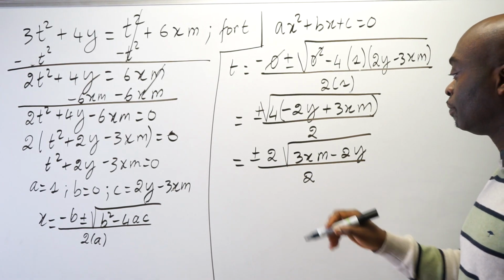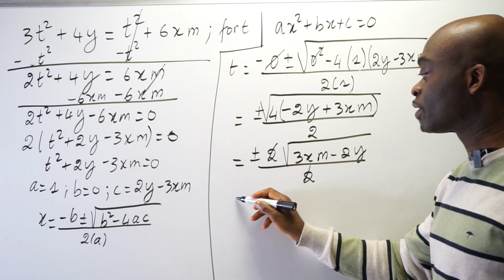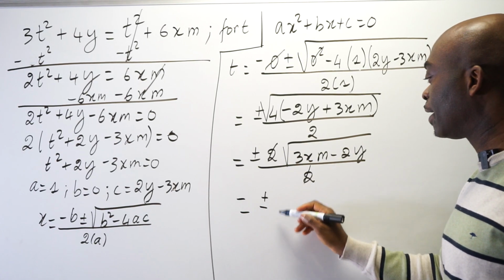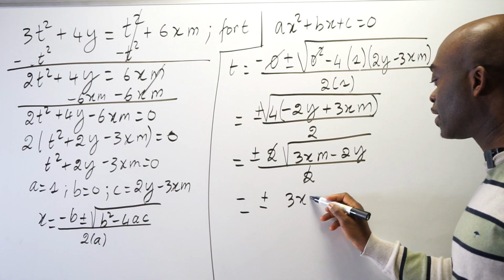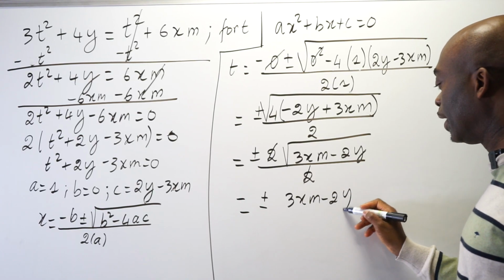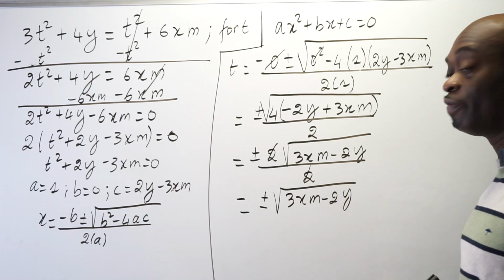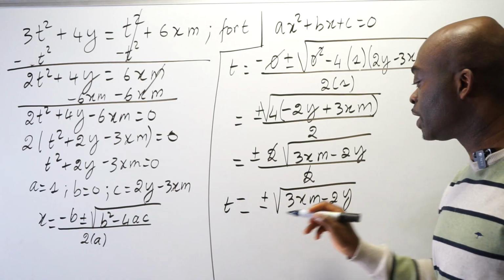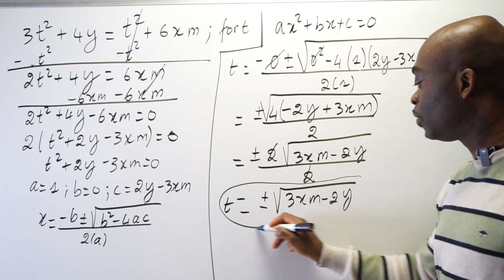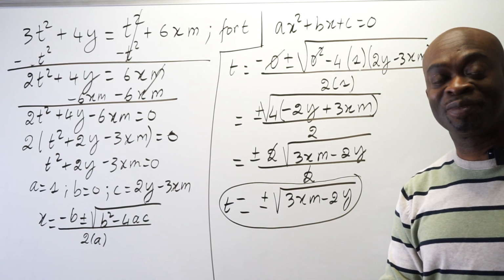And what can we do now? 2 also can be crossed out. So we end up with plus or minus the square root of 3xm minus 2y. So this is equal to t, ladies and gentlemen. We are now finished. Voila.